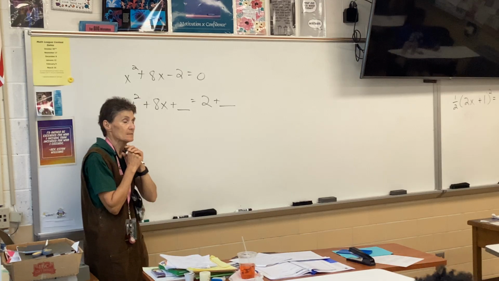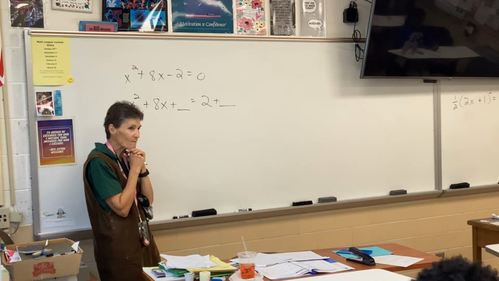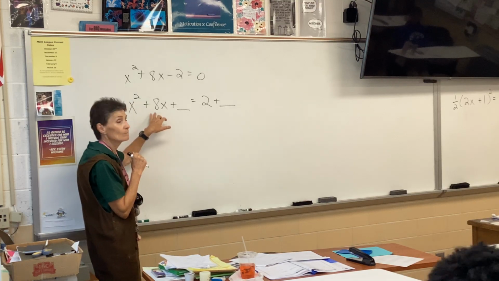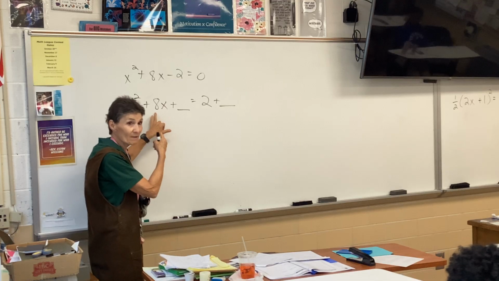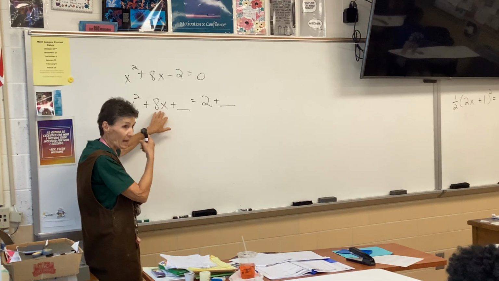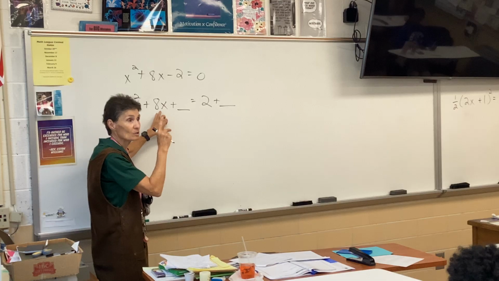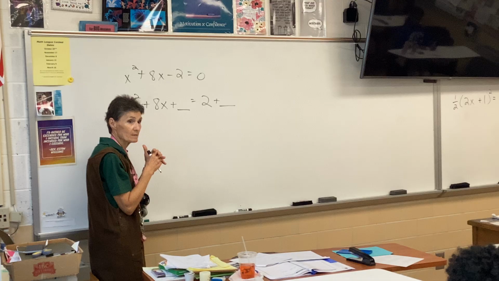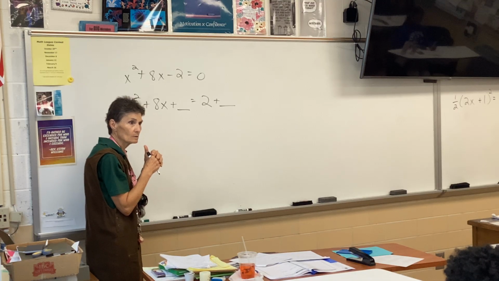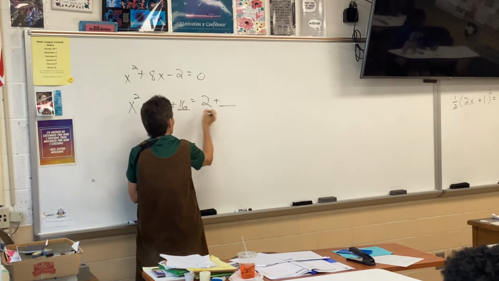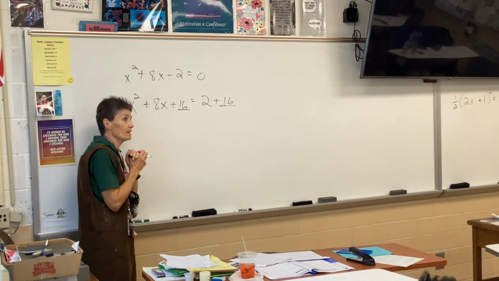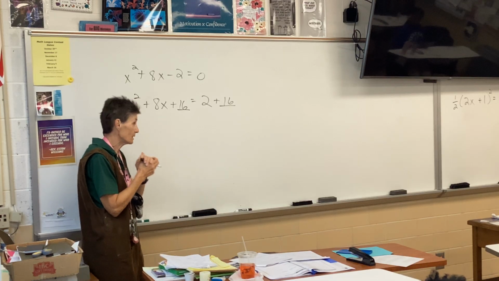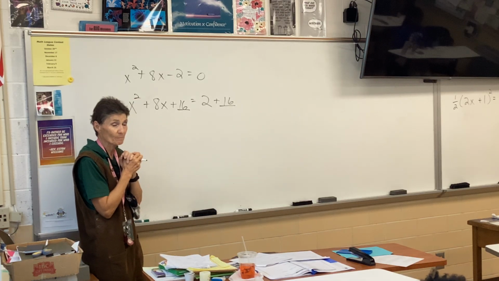Okay. Does anyone remember how we found the new number? Sutton? It's half of the second number. So it's half of 8, this guy right here, half of that, and then squared. So half of 8 is 4, and 4 squared is 16. We're squaring, not square rooting. That's how we got that number.